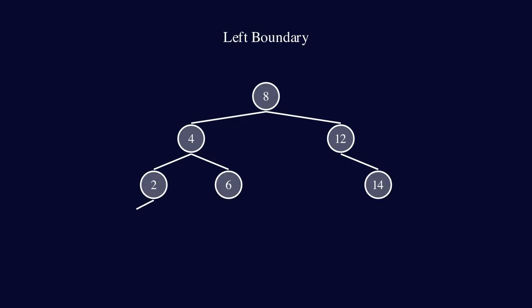Left boundary is easy with a loop. Start at root left child. While the node exists and is not a leaf, record it. Prefer moving to the left child. If missing, go right. This walks down the outer left edge without recursion, capturing only boundary nodes.